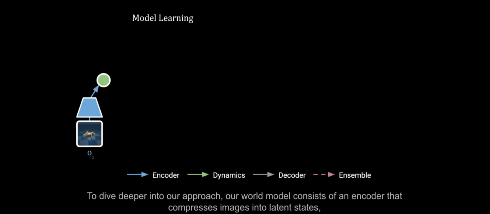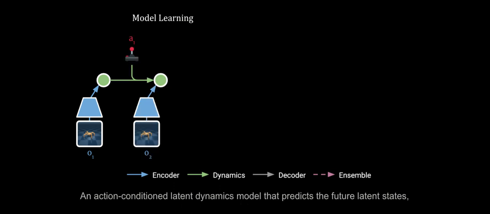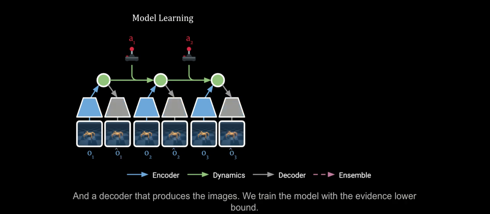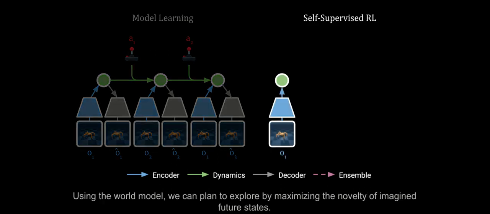To dive deeper into our approach, our world model consists of an encoder that compresses images into latent states, an action-conditioned latent dynamics model that predicts the future latent states, and a decoder that produces the images. We train the model with the evidence lower bound. Using the world model, we can plan to explore by maximizing the novelty of imagined future states.